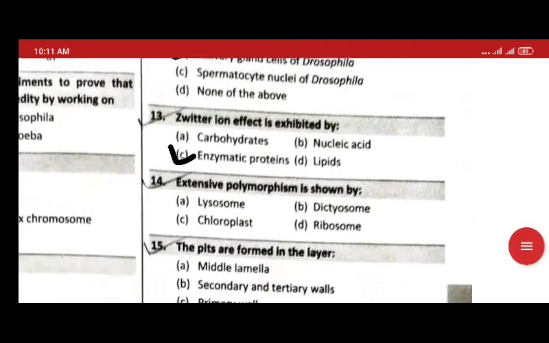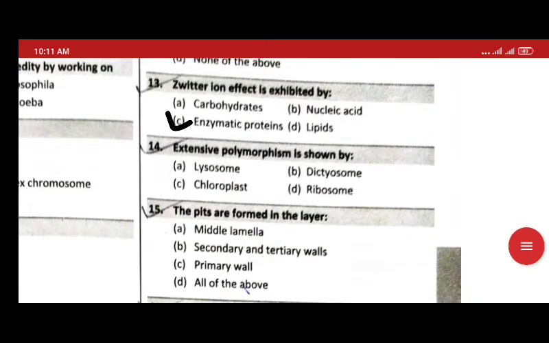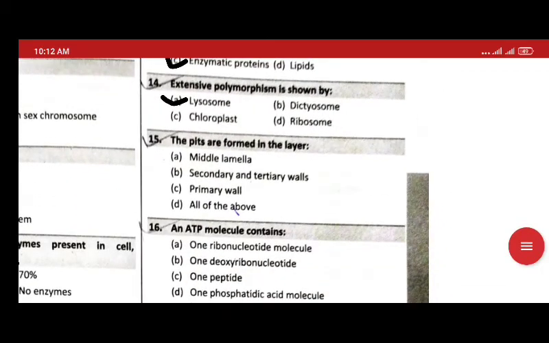Now 14 number, extensive polymerism is shown by. So extensive polymerism is shown by lysosome. Lysosome is the polymerism, extensive polymerism shown to what? Engulf the particle. The pits are formed in the layer. So pits are formed in secondary and tertiary middle also. So D is the answer.